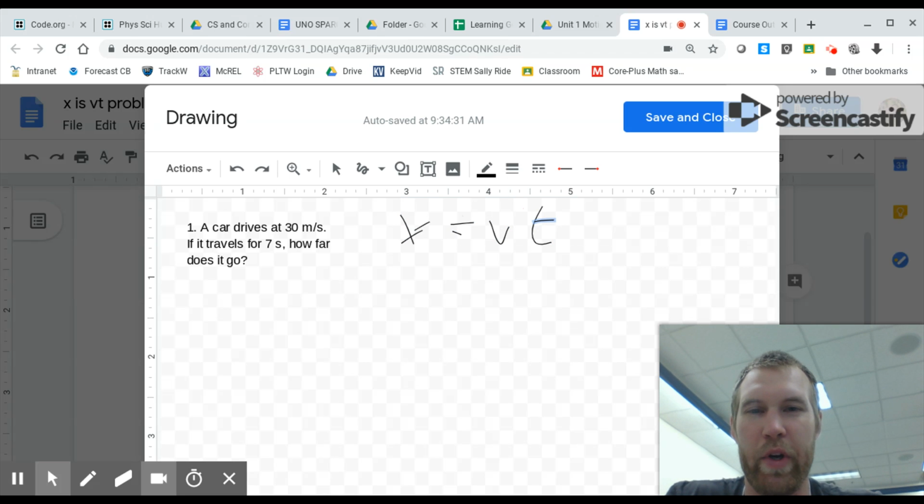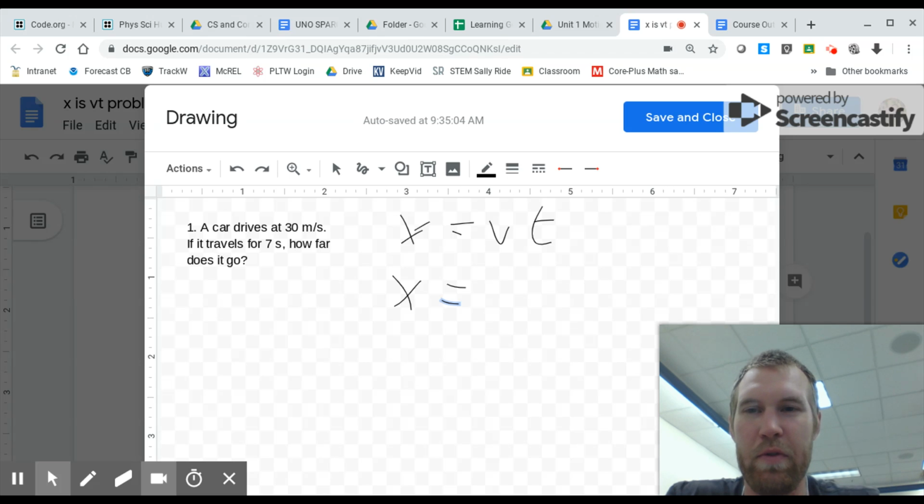So we're going to fill in the numbers for each of those variables. The question asks, how far does it go? What variable are we trying to solve for? It's the distance. So we want to know the distance. We'll leave that as our variable x. x is equal to v times t.